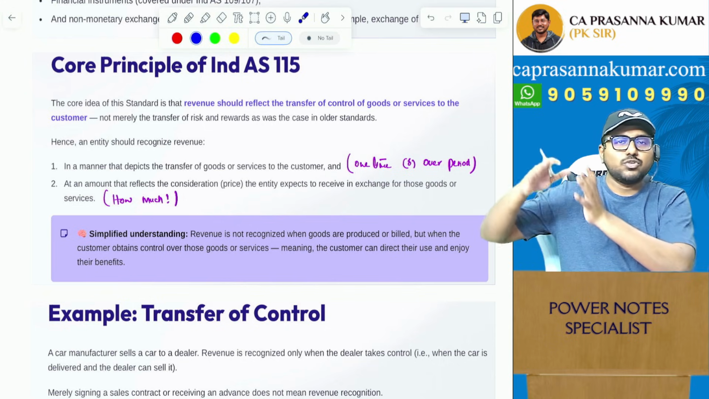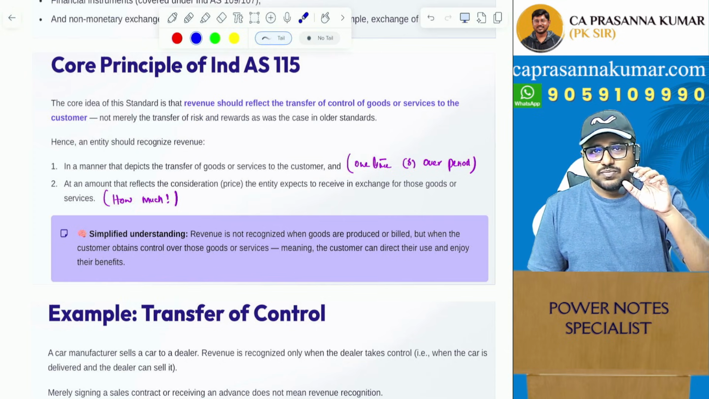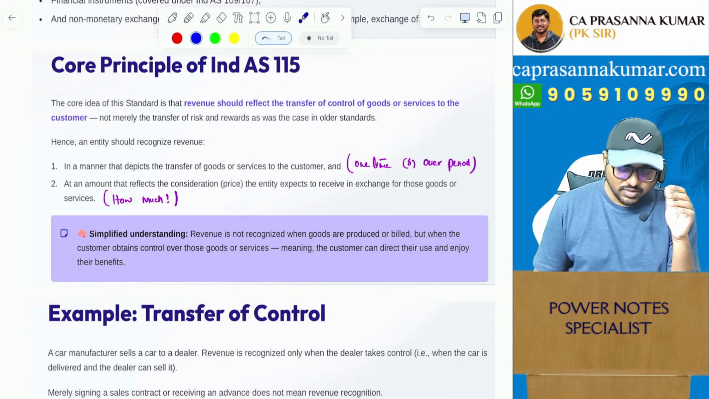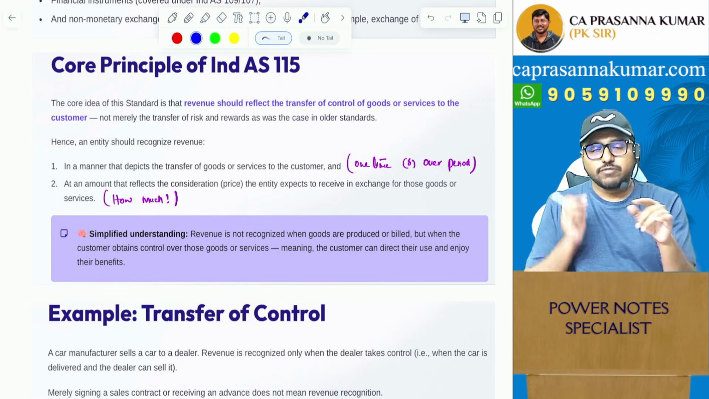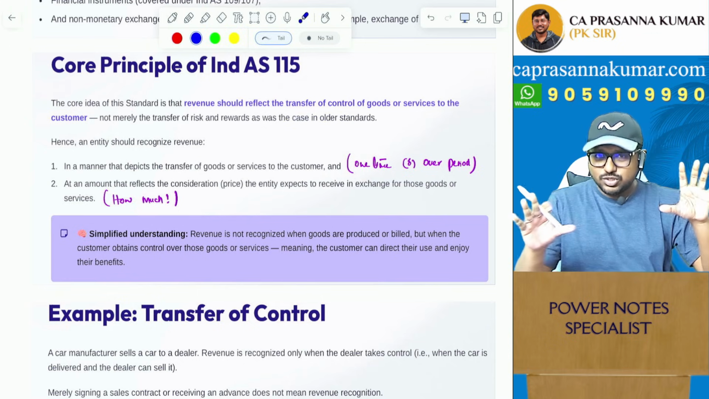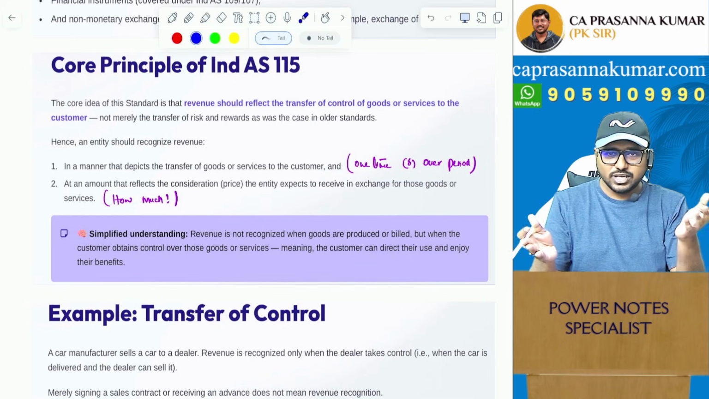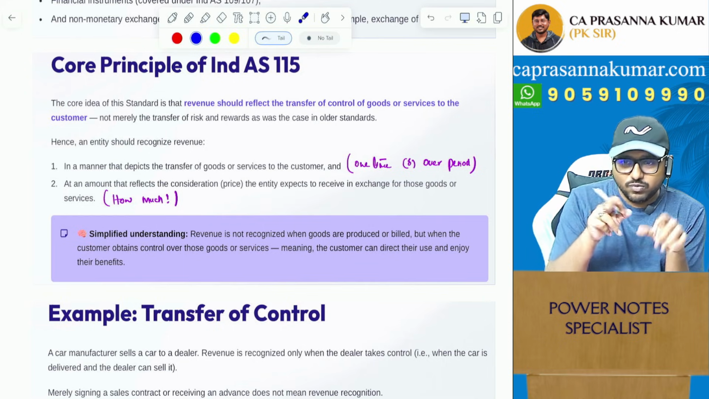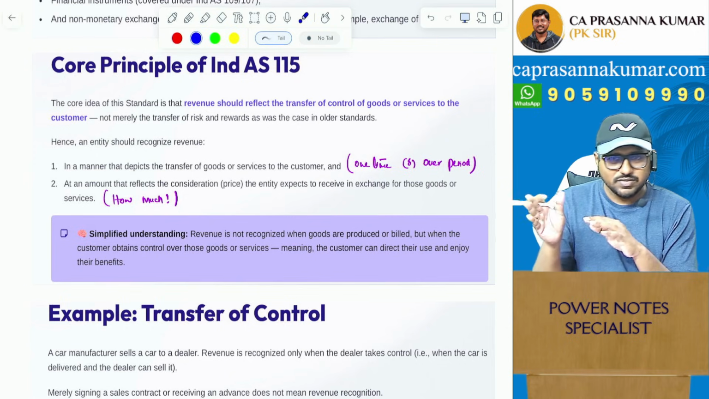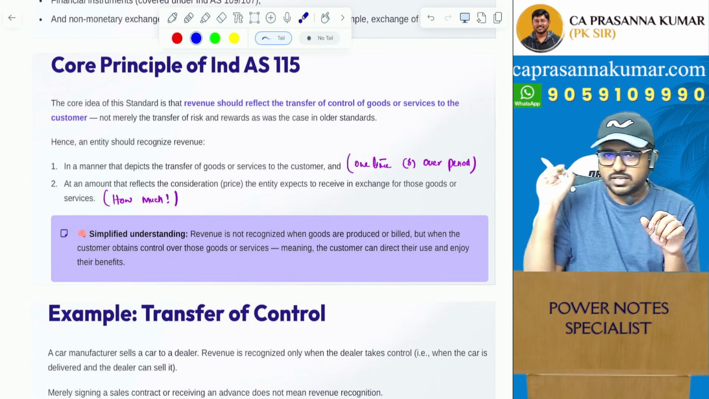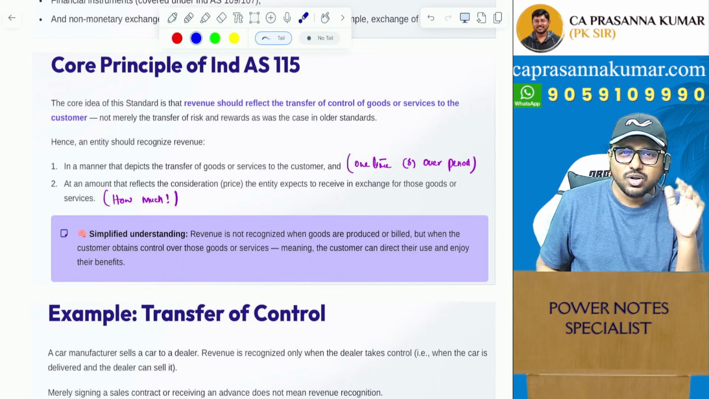Ind AS 115 takes a totally different approach. It tells you, forget about risk and rewards, because that's your usual thought process. Come to something different. Focus on transfer of control. You analyze the situation of the transaction happening between the customer and the entity. You focus on the area of control, when the control is getting transferred, whether you are providing goods or providing service, that doesn't matter. These are all the keywords, Nana. You have to repeat them as they are in the examination to get the marks eventually.